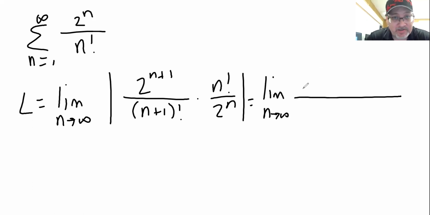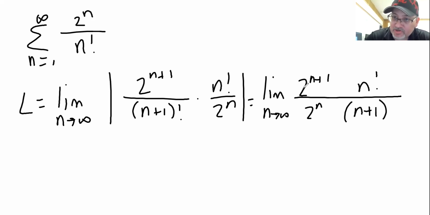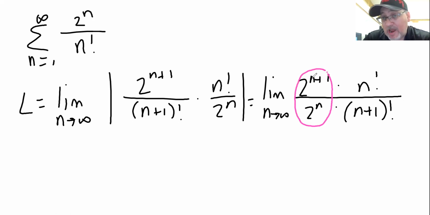And let's rearrange the factors so that the 2's are above each other and the factorials are above each other. Multiplication is nice and commutative like that. Now let's just take it piece by piece, or rather I should say pair by pair. What's going to happen here? Well, the exponents subtract. n plus 1 minus n is just 1. So this will reduce down to just a 2.